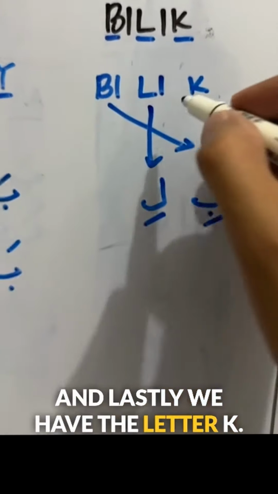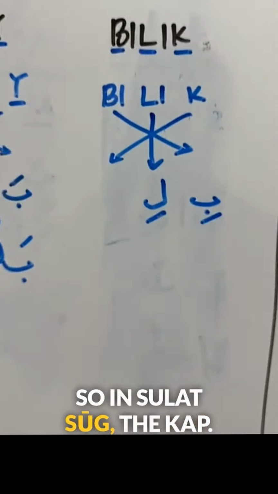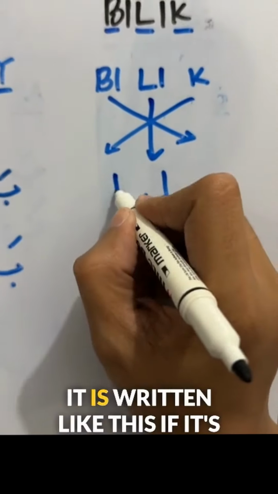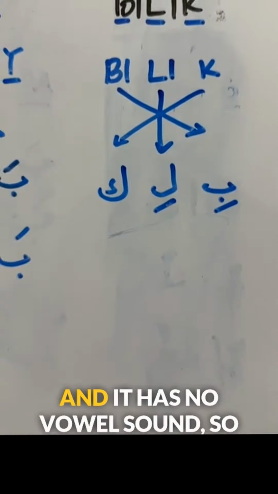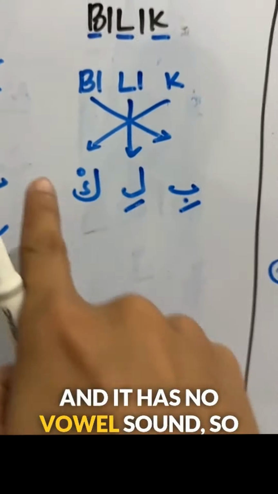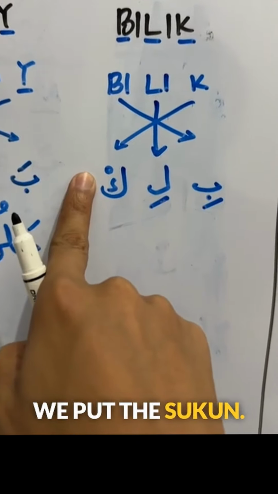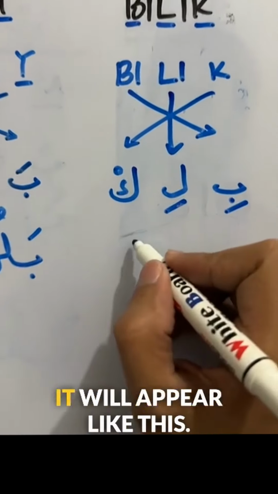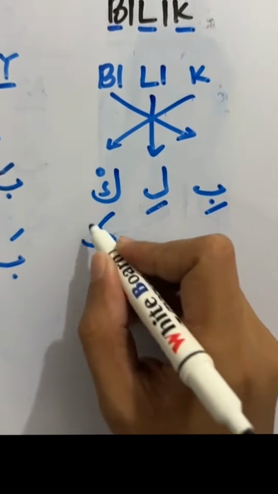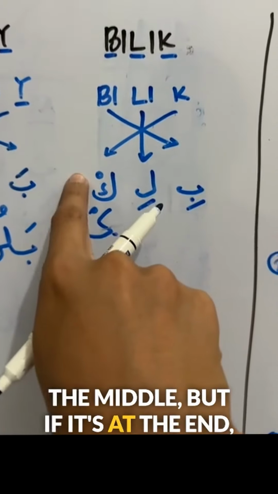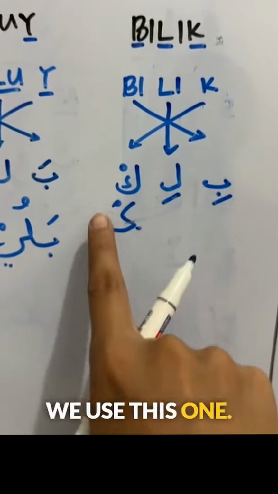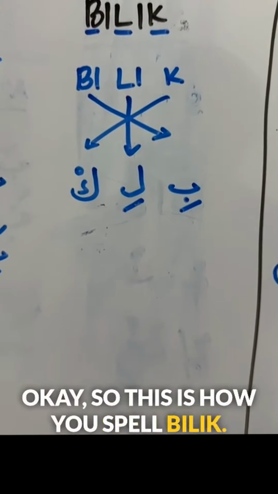And lastly we have the letter K. So in Sulat Sug, letter K is kap. It's written like this if it's individual, and it has no vowel sound, so we put the sukun. But when we connect them, it will appear like this. Okay, if it's connected, it's in the middle, but if it's at the end, we use this one. So disregard this one. Okay, so this is how you spell bilik.